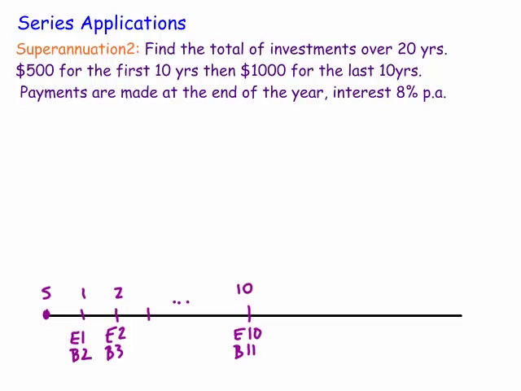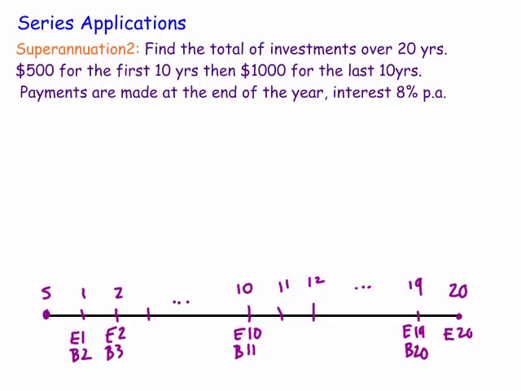Write down the end. So let's put 11, 12, right down to 20. This is the end of year 20. Let's put 19 in as well. This is the end of year 19, or the beginning of year 20. Sometimes you can write underneath those year numbers just to remind yourself of the beginnings and the ends.